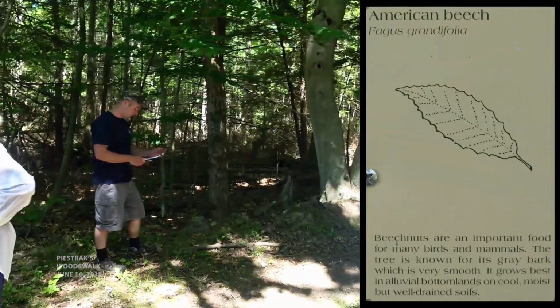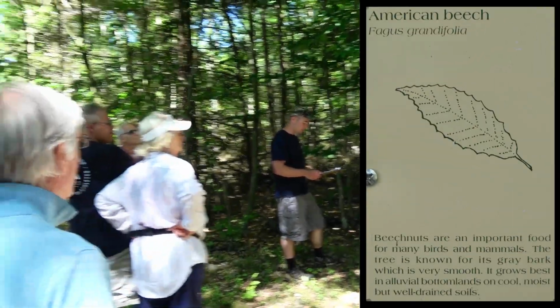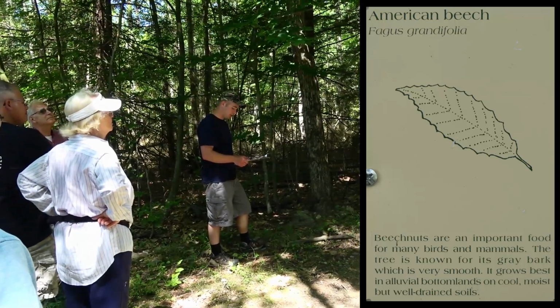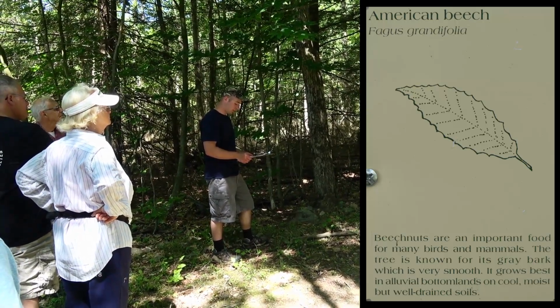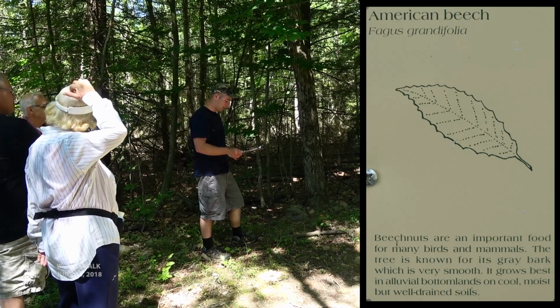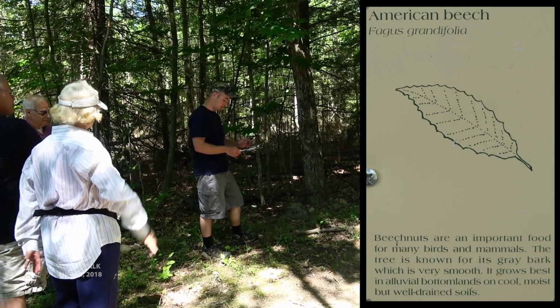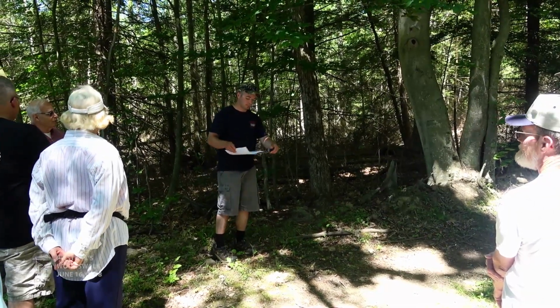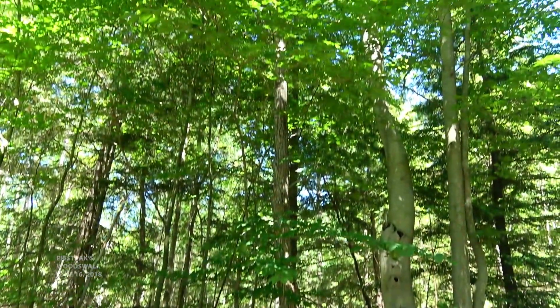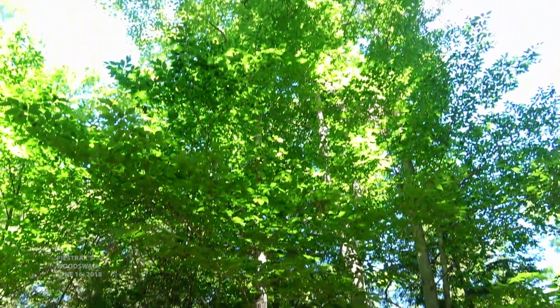So, American beech. Beech nuts are an important food for many birds and mammals. The tree is known for its gray bark, which is very smooth. It grows best in alluvial bottomlands on cool, moist, and well-drained soils, or any soil that you may have on your property. If you have any on your property, start trying.